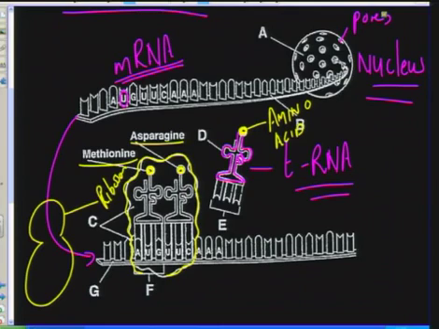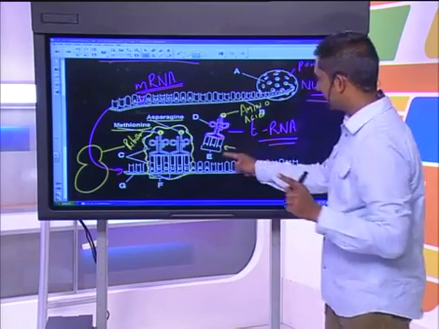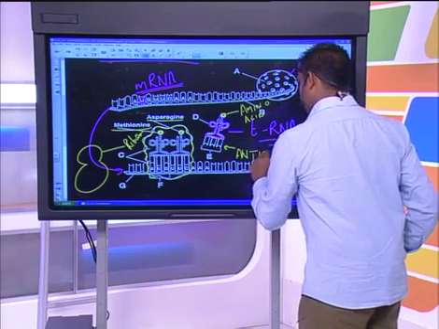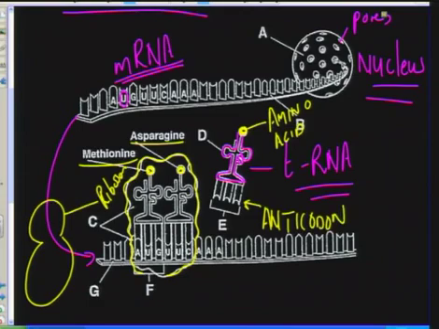Here we are also seeing a little label line, that's E. And I know all you bright grade 12s outside have already guessed what that is. And that is the anticodon. Awesome. If we go down, we see another label here, F.